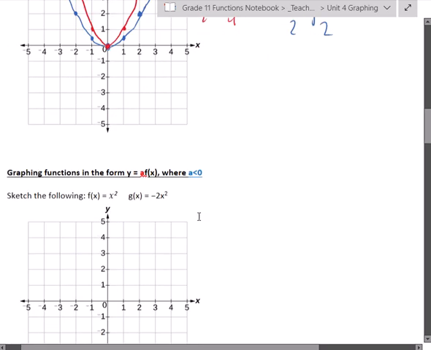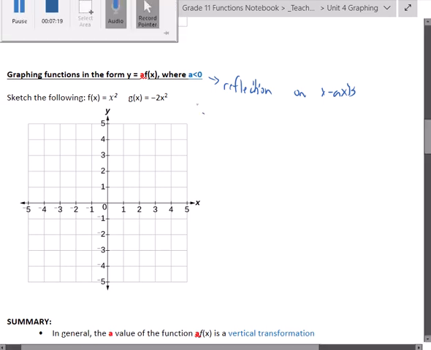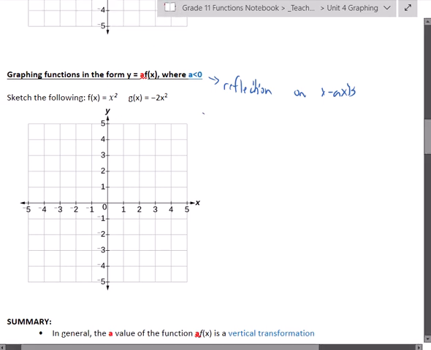Now, if a is negative, so in this case I have -2, so it's going to be a stretch as well, but when a is negative, it's going to reflect our function in the x-axis. So this here is a reflection on the x-axis. So it has to specify which axis this is. Vertical reflection or reflection on the x-axis, both the same way of saying it. So here, we again have x squared, so we have the parent function again.